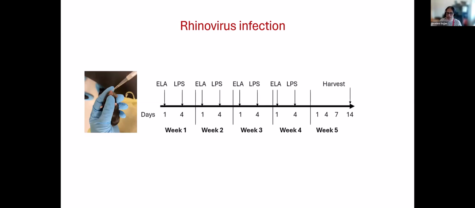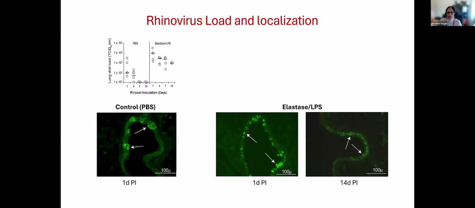To investigate whether the elastase LPS model is suitable for studying the effect of rhinovirus infection, we infected the mice with rhinovirus by intranasal route and examined viral load, distribution of virus in the lungs, and cytokine levels. Next slide, please. We measured the lung viral load by determining the levels of viral RNA by quantitative PCR. While PBS-treated mice cleared the virus by day 7 almost completely, elastase LPS mice showed virus up to 14 days post-infection. At all the time points, the elastase LPS group showed higher viral load than the PBS group.